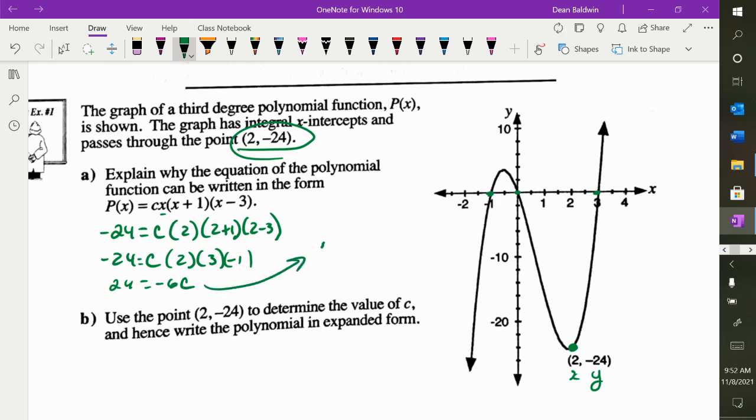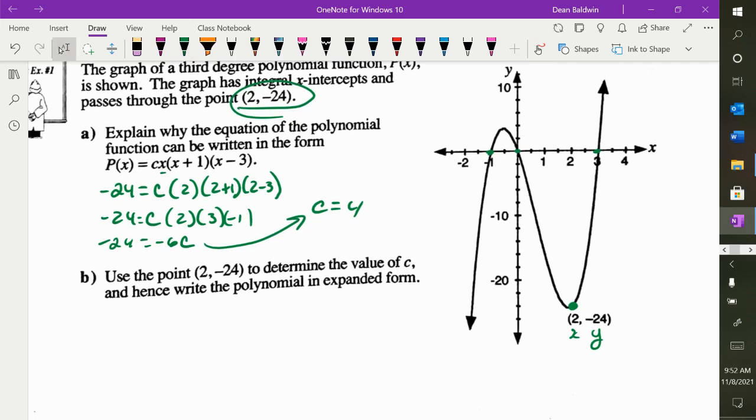-6C. So C is equal to? I screwed this up. Oh, it's -24. There we go. Sorry, it's -24. Then it works out. So you get C is equal to 4. So the equation of this function is 4x, x plus 1, x minus 3.